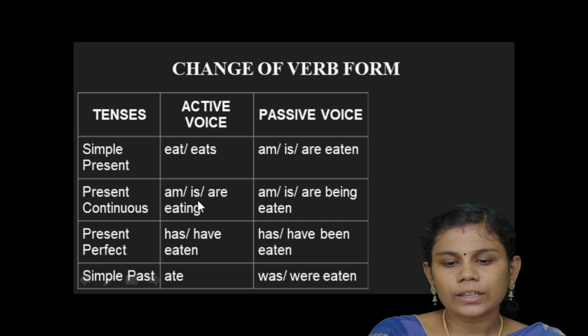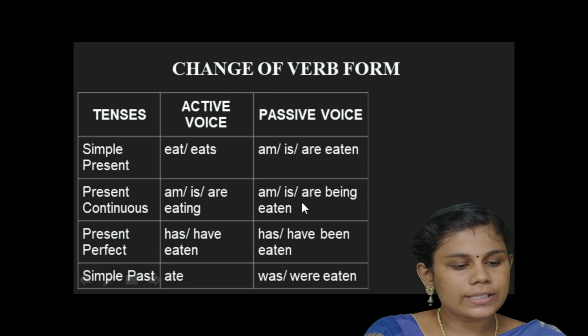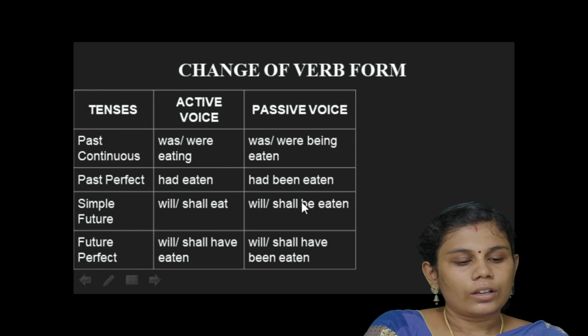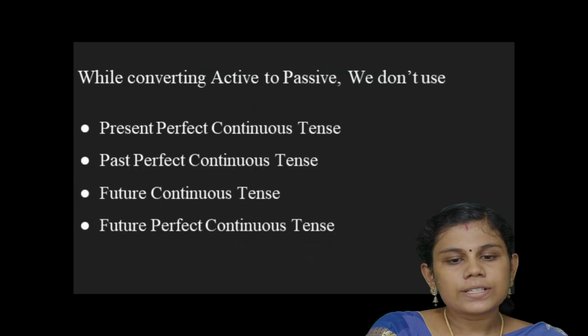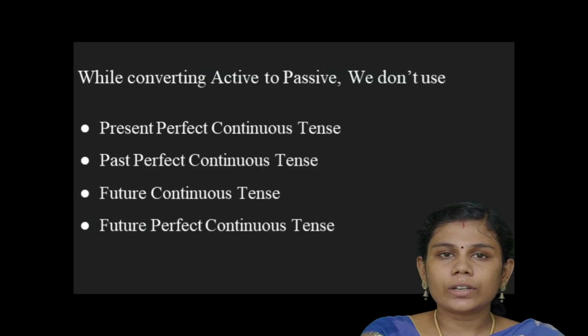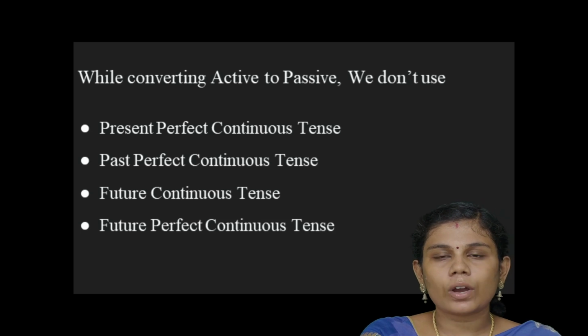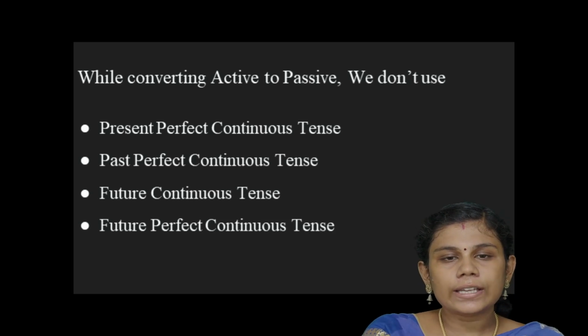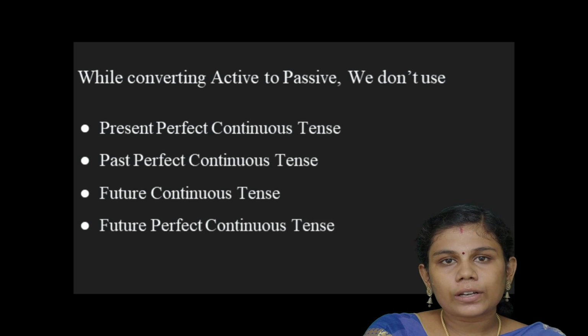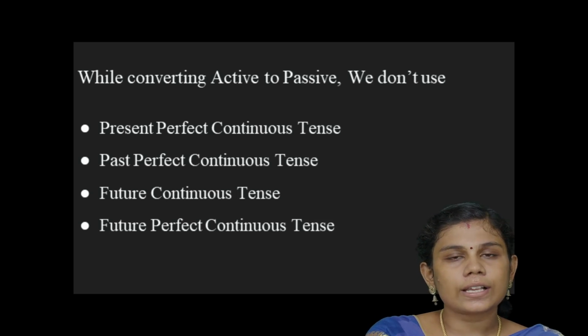Next, if it is a continuous tense, we have to use being or been eating. So this is the reference. You can use this reference while we are converting active voice to passive voice. We will not use these tenses: present perfect continuous tense, past perfect continuous tense, future continuous tense, and future perfect continuous tense. We will not use them.